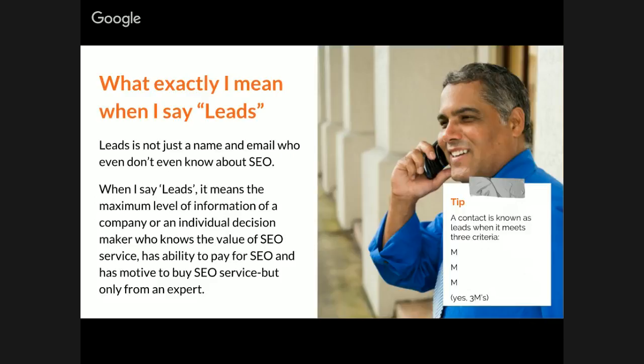Just in case you have any doubt about this, I will wait for 1 minute, you can right away note down these 3 points. We will validate whether the person has knowledge about SEO or not, has the ability to pay for SEO or not, and third, has a motive to buy SEO or not. If you have any question on these 3 things, on my further slides, you will get to know more.